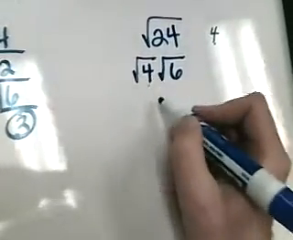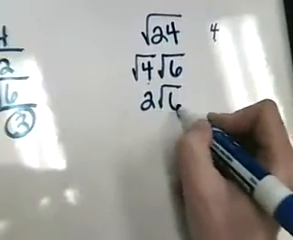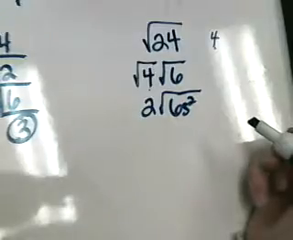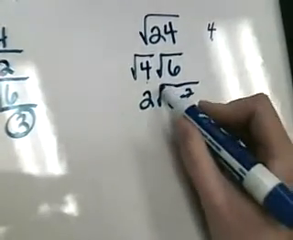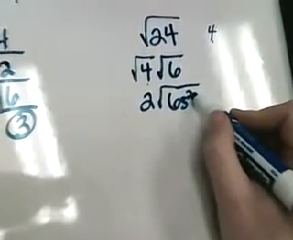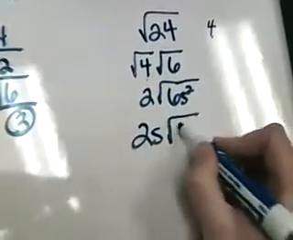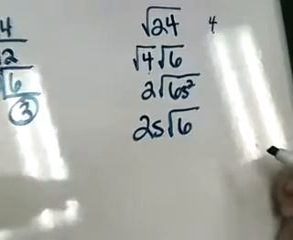Then if I clean that up, square root of 4 is 2. Square root of 6. Don't forget your variables. Remember we said we needed 2 s's to come out. We have 2 s's. So there's my final answer.